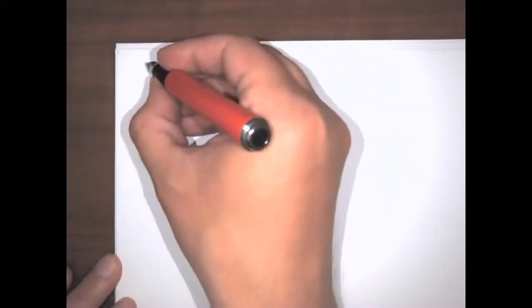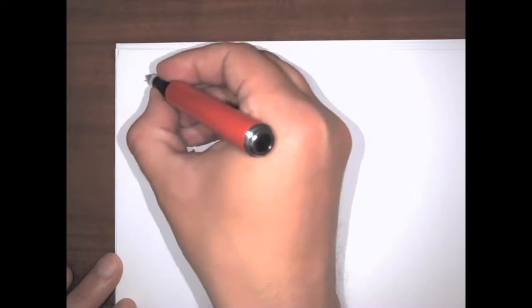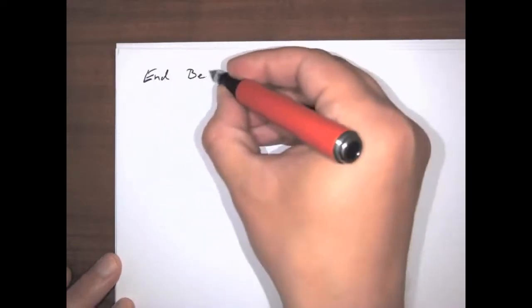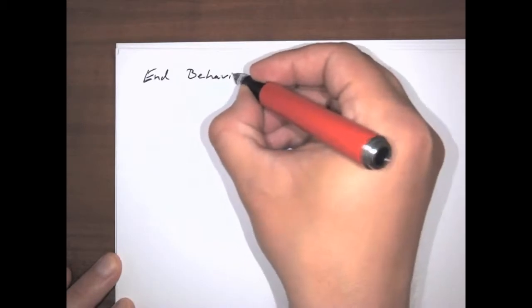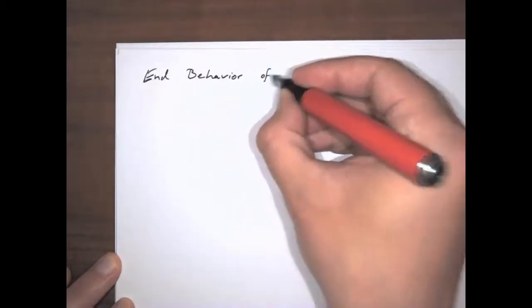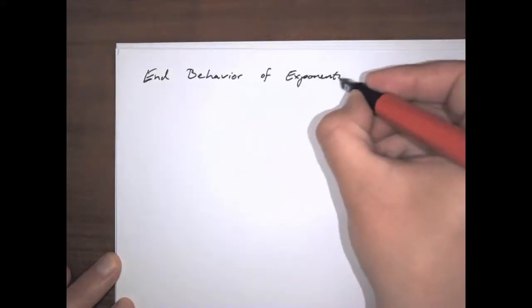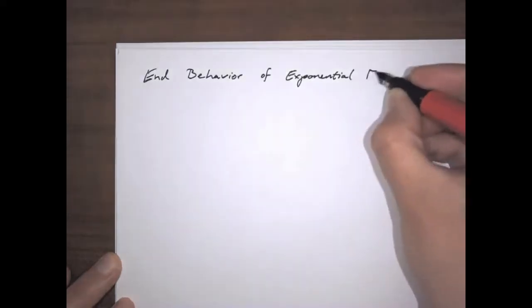Now, notice that the effect of the horizontal reflection was visible on the graph, but not in our description of the horizontal asymptote, or the domain, or the range, or anything like that. But what would change under that would be the end behavior. So let's talk about that. End behavior of exponential functions.